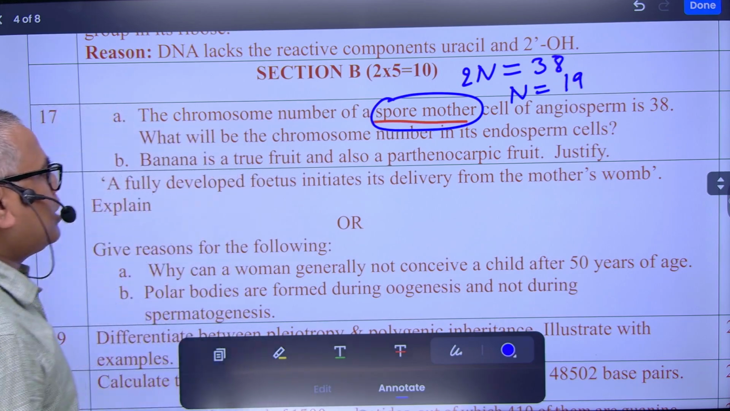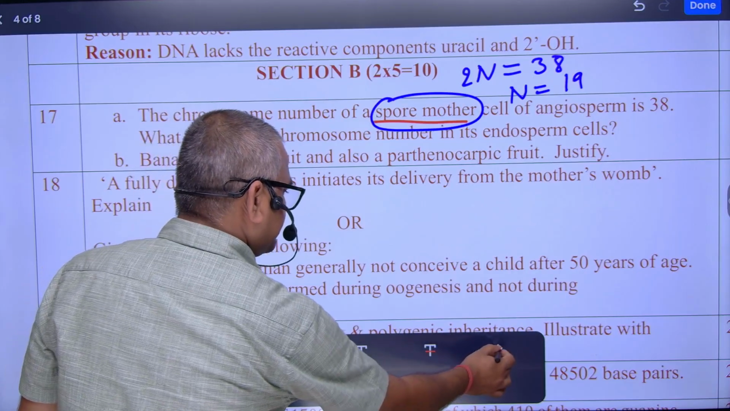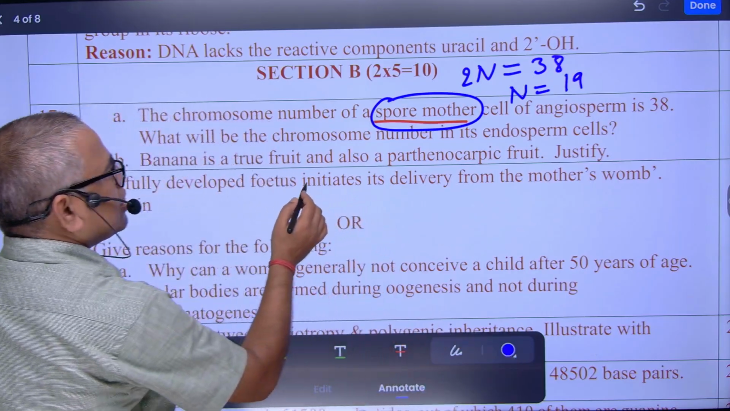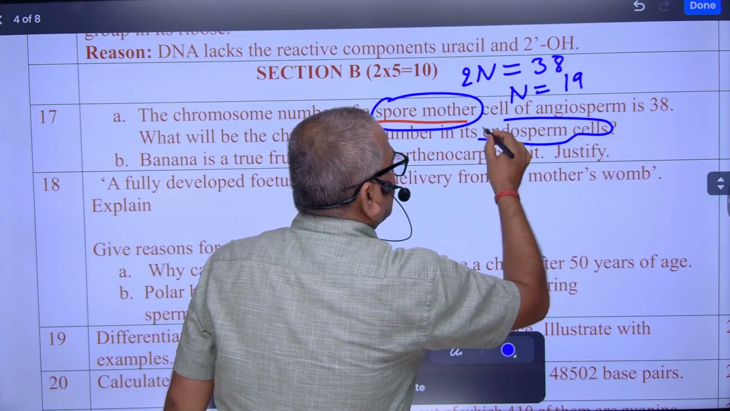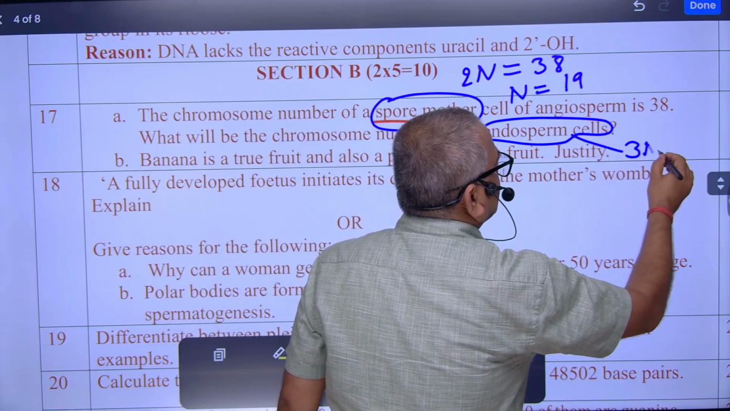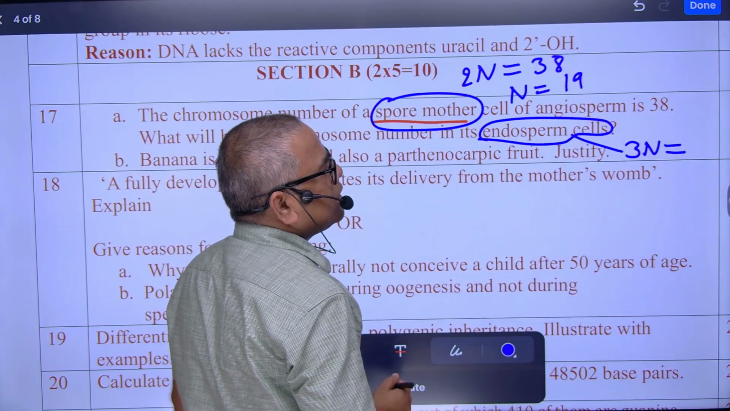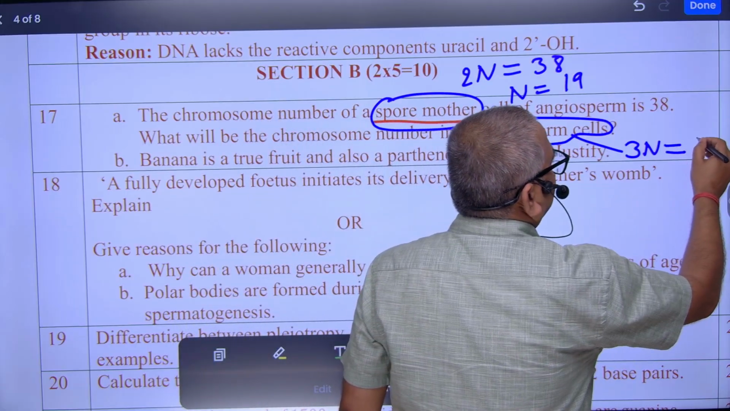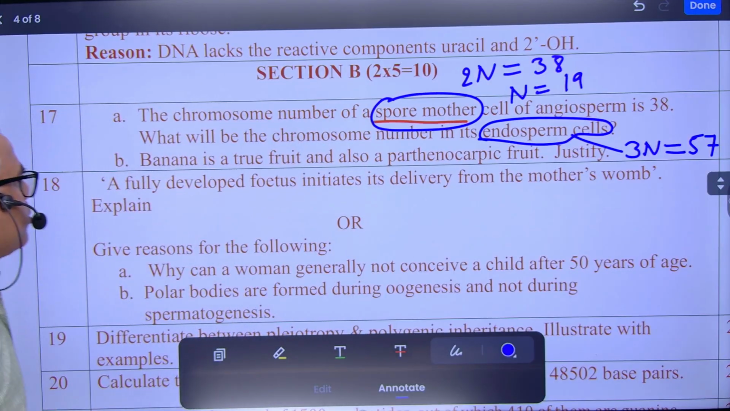Now the question is asking about the endosperm cell. I hope you are aware that the endosperm is triploid, so 3n. If n equals 19, then 3n will be equal to 57. So that is a very simple question.